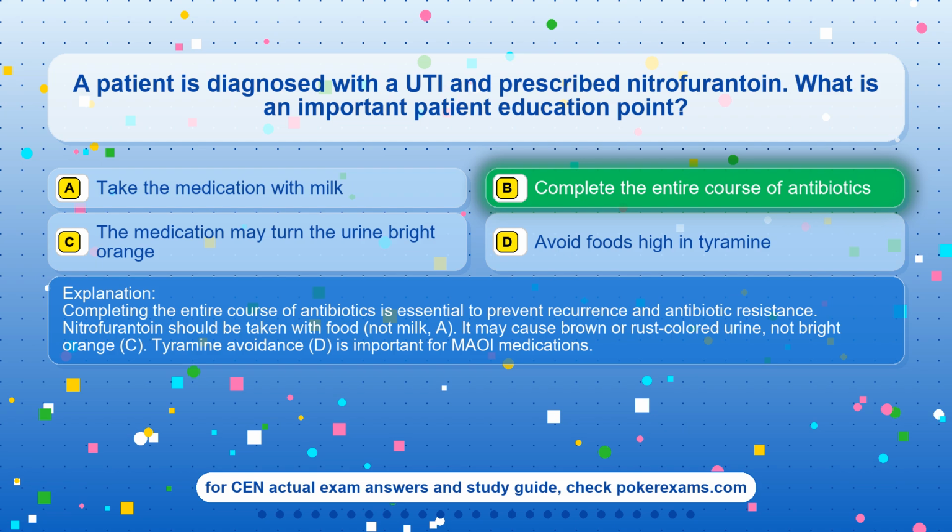Nitrofurantoin should be taken with food, not milk. A. It may cause brown or rust-colored urine, not bright orange. C. Tyramine avoidance, D, is important for MAOI medications.